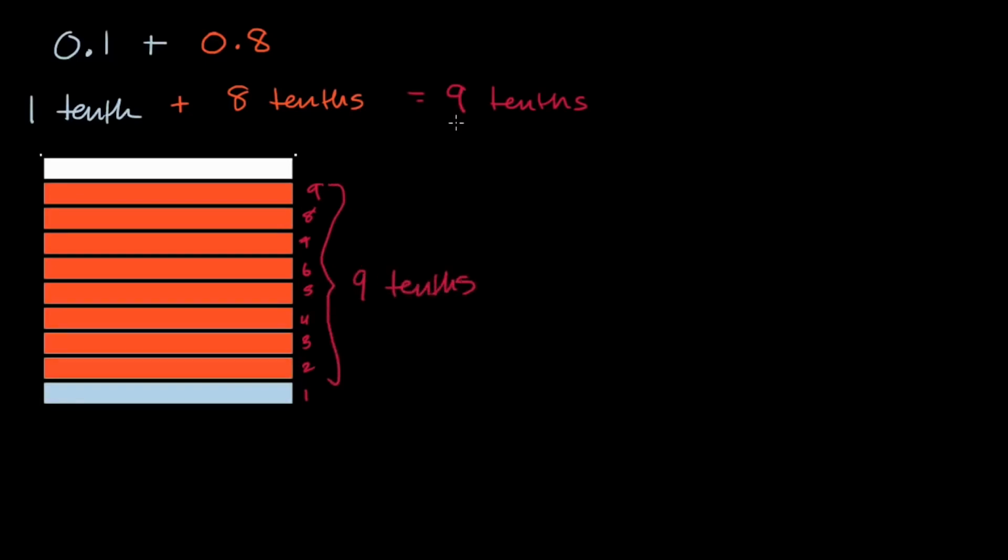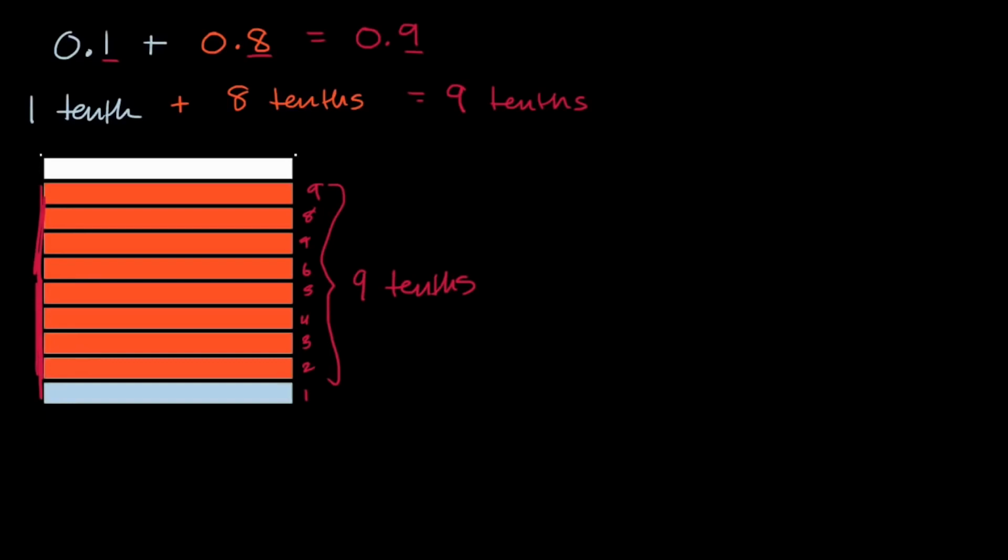Now in either case, how do we write 9 tenths in decimal form? Well, we go to the tenths place, which is 1 space on the right side of the decimal. We say, hey, we have 9 tenths. This is the tenths space right over here. So that's just saying we have 9 tenths. We have 9 of these tenths right over here.